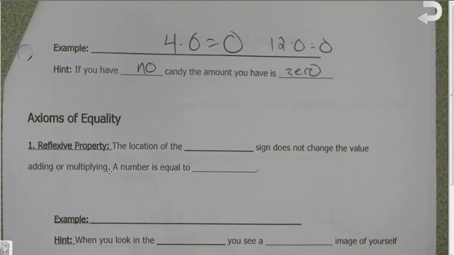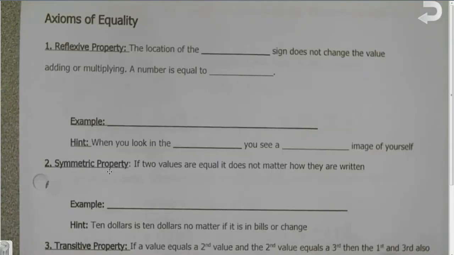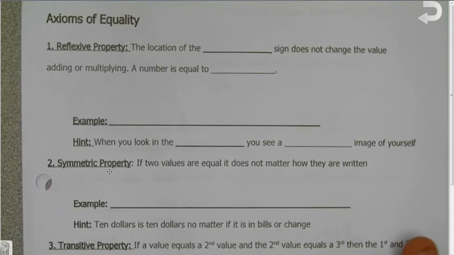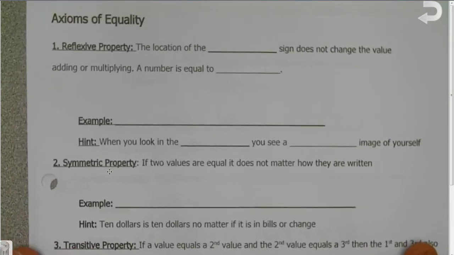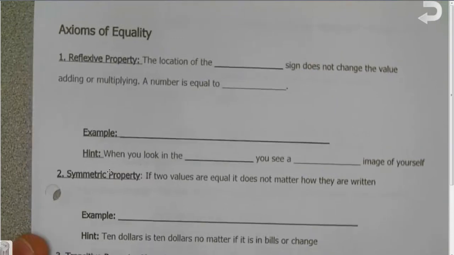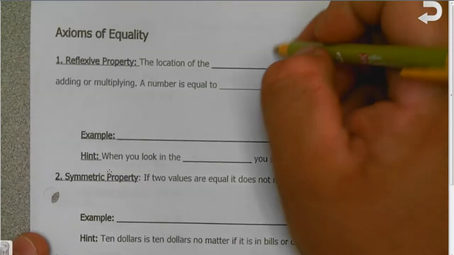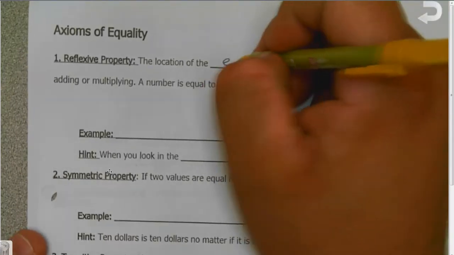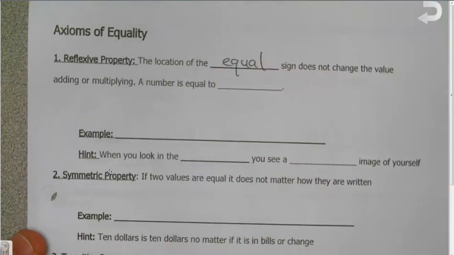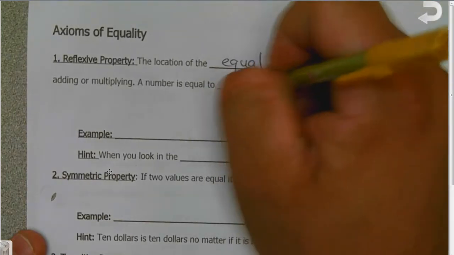Alright. So some new ones here. We have the axioms of equality, and these are the ones that get confusing at times. So let's learn carefully the difference. In a reflexive property, the location of an equal sign does not change the value when adding or multiplying. A number is equal to itself.